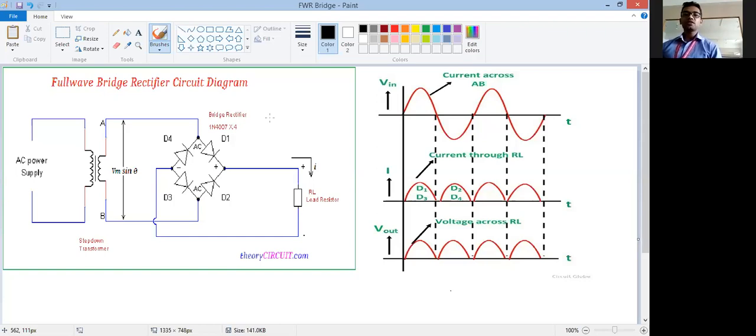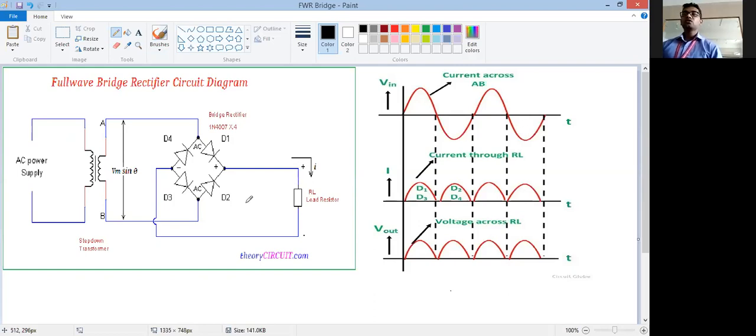Again, as you can see here, the transformer is there, which converts the high voltage AC into low voltage AC. The output is AC only, but the high voltage is converted to a low voltage AC. Now this is nothing but the bridge rectifier. As you can see, four diodes are there.